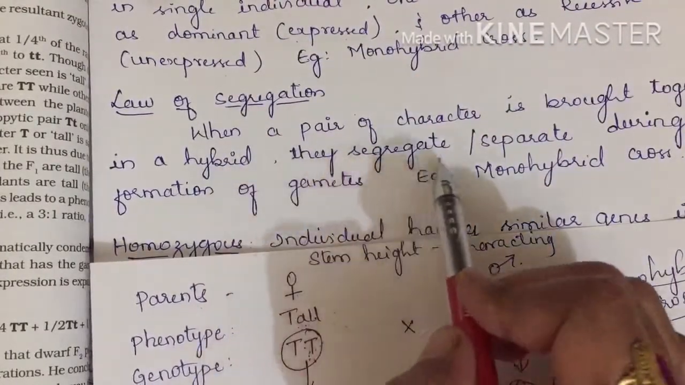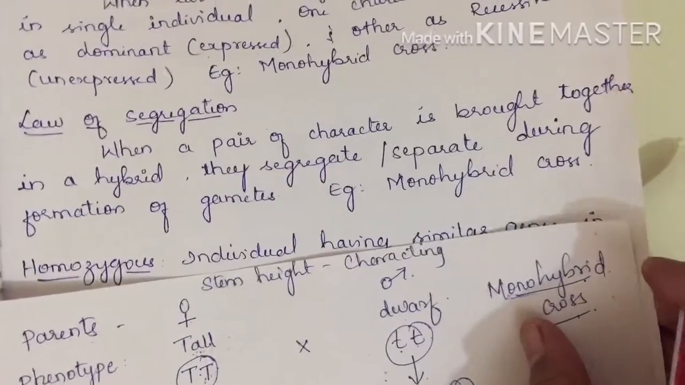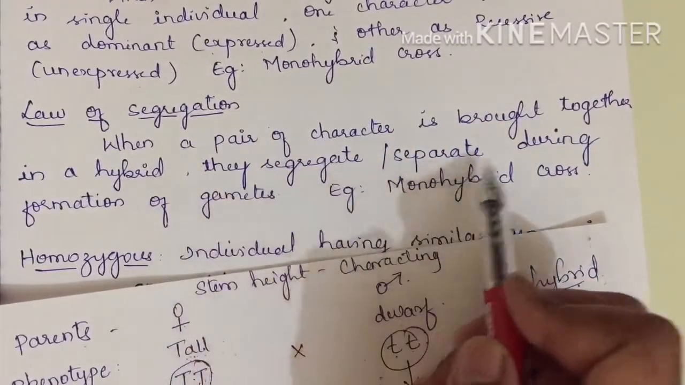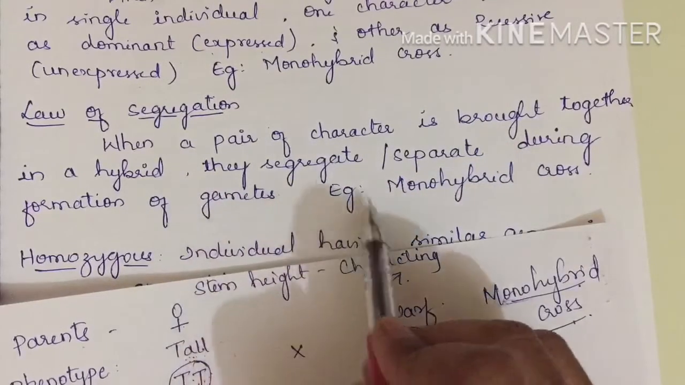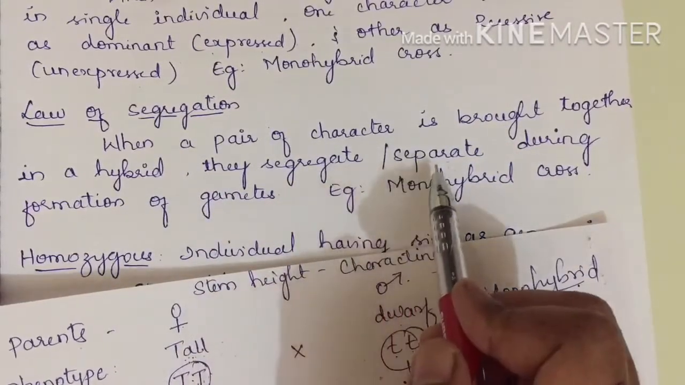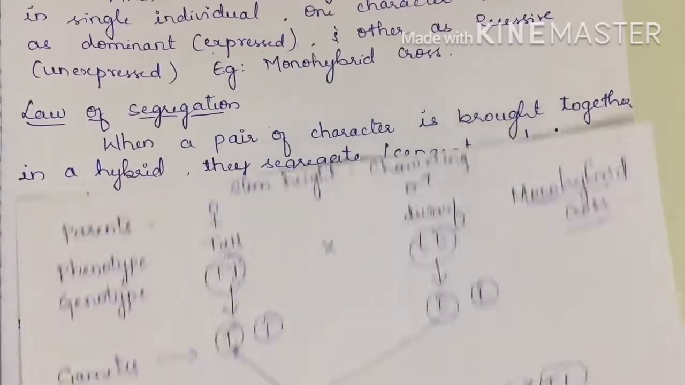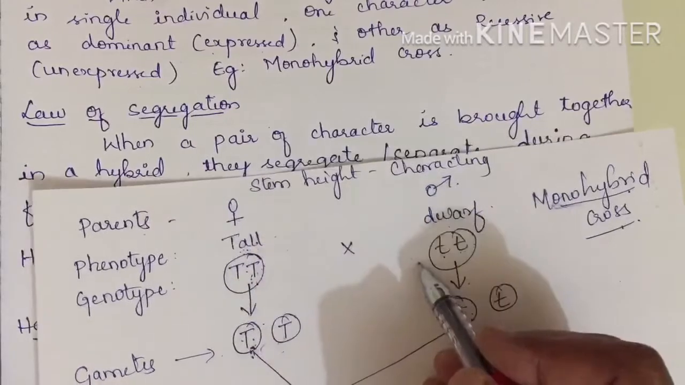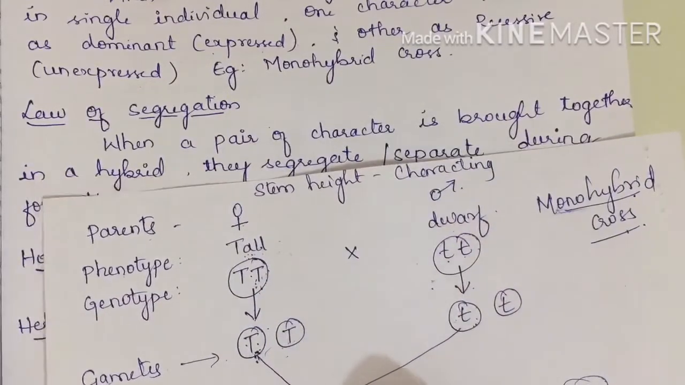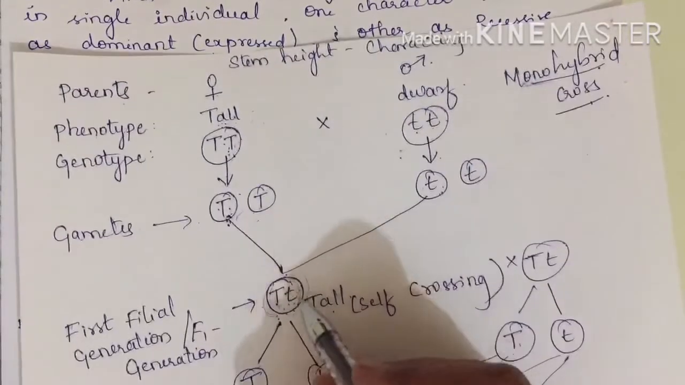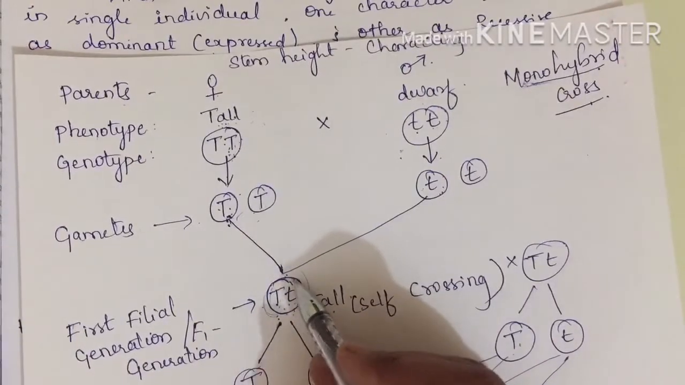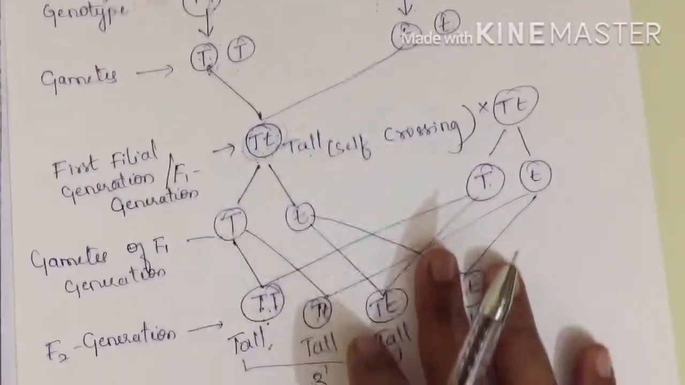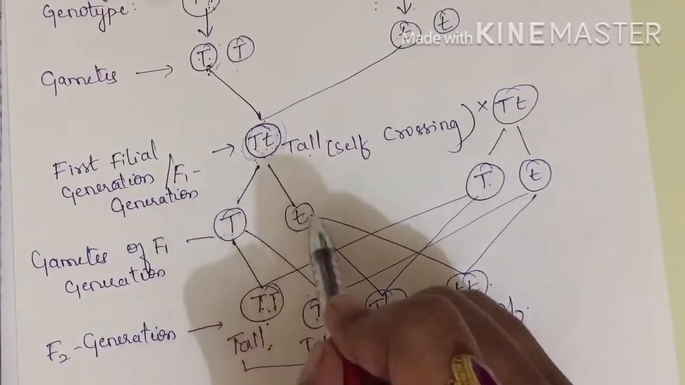Now the law of segregation. When a pair of characters is brought together in a hybrid, they segregate or separate during the formation of gametes. Segregate means separate. These are the pair of characters brought together in a hybrid. Which one is the hybrid? F1 is the hybrid. When it is a hybrid, their gametes will separate. How are they separated? Capital T is different, small t is different.